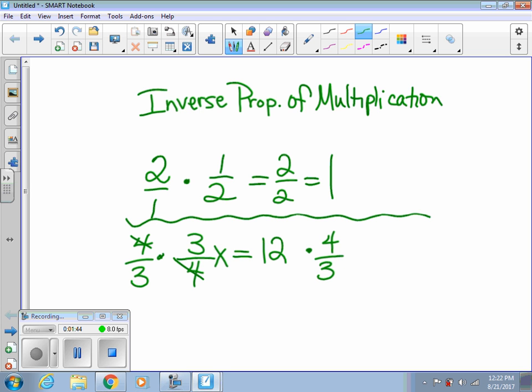Here, the 4's cancel, the 3's cancel. In other words, 12 over 12 is 1. So I get x equals, I'll put a 1 here, and like I've showed you before, it's better to simplify before you multiply. So I'm going to simplify here. 3 goes into 3 1 time, 3 goes into 12 4 times, 4 times 4 is 16. Okay? So whenever you have a fraction, if you want to get rid of it, you multiply by the reciprocal.